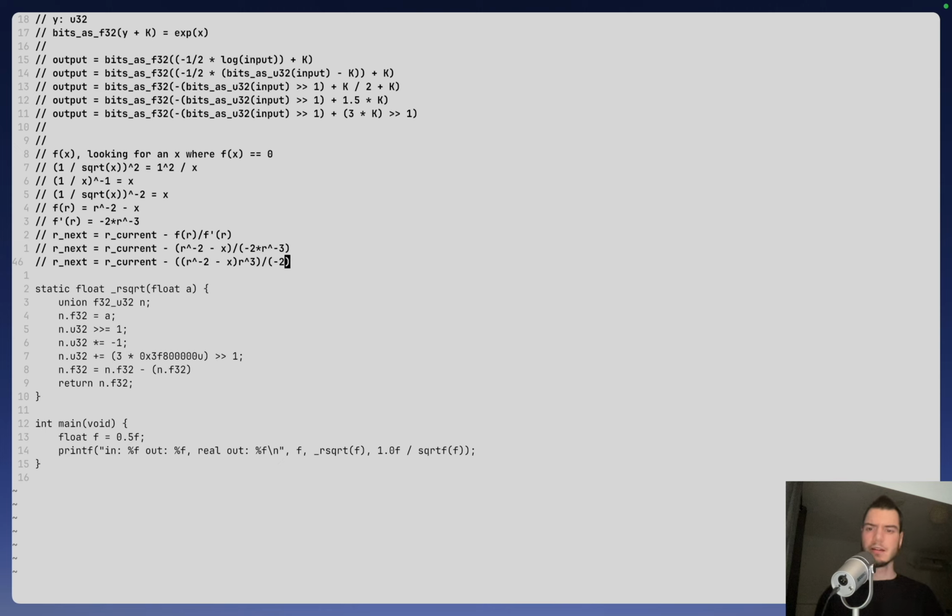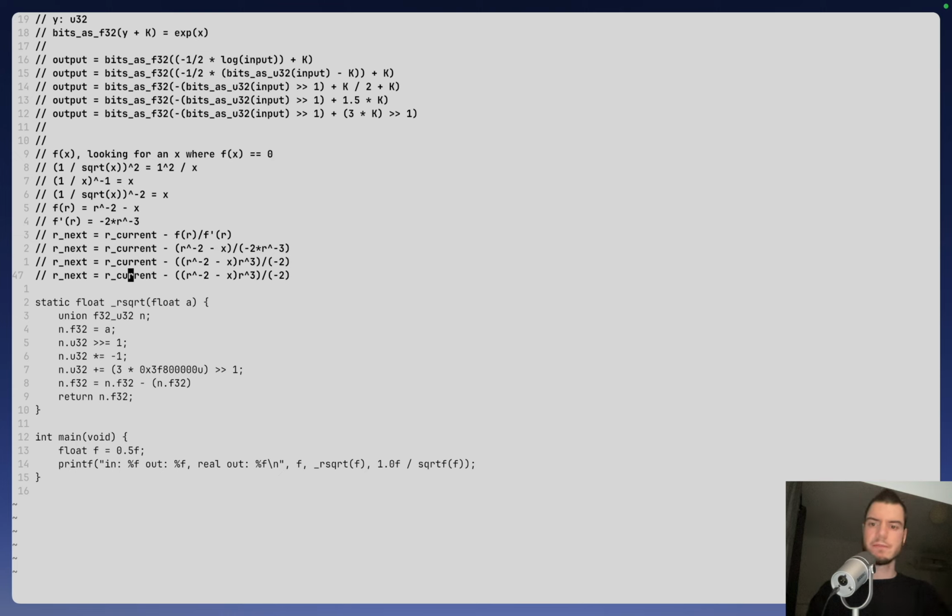Okay. So now we have r to the power of minus 2 minus x times r to the power of 3. And we can minimize this further, because r to the power of minus 2 times r to the power of 3 is just r. So we have r minus x times r to the power of 3 divided by minus 2.